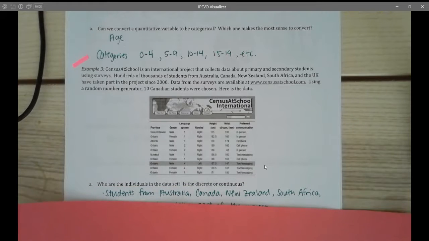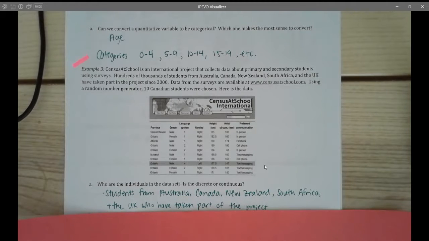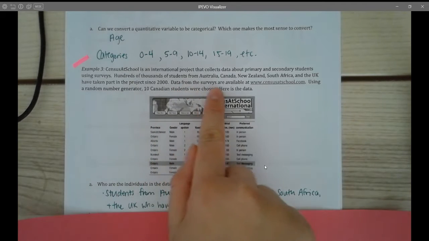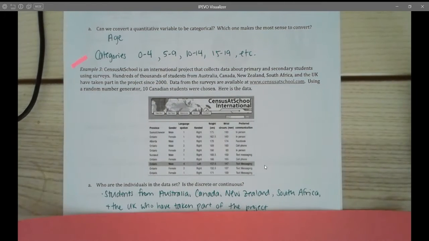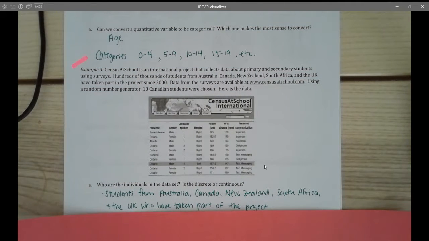The answer that I have is the individuals are students from Australia, Canada, New Zealand, South Africa, and the UK who have taken part of the project. Remember that in statistics, we really like to mimic the wording of the question. So here I see students from, and then all the countries that have taken part of the project. I could have probably included since 2000 as well. So just make sure that you are really mimicking the wording that's already there. We want to be very specific, not just students, but students from these countries. Okay.